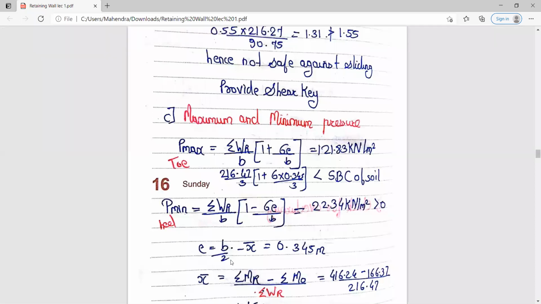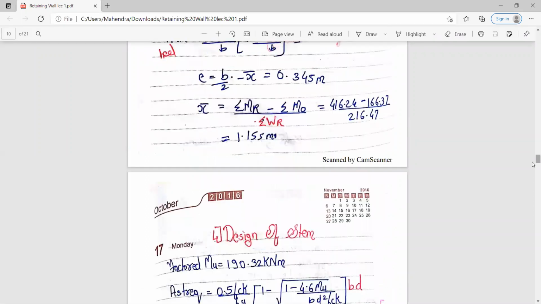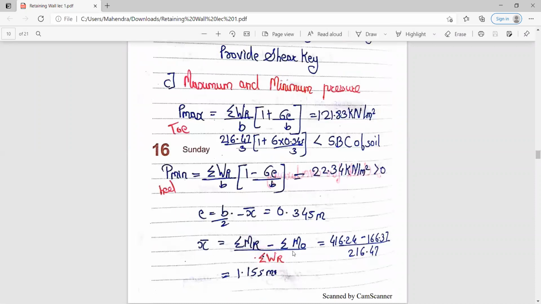So now, B is 3, divided by 2, minus X bar. For calculating X bar, again you have a formula: X bar is summation MR minus summation M0 upon summation of WR, meaning the summation of all the moments of resistance minus the summation of overturning moments upon the summation of all the weights. That you had calculated previously.